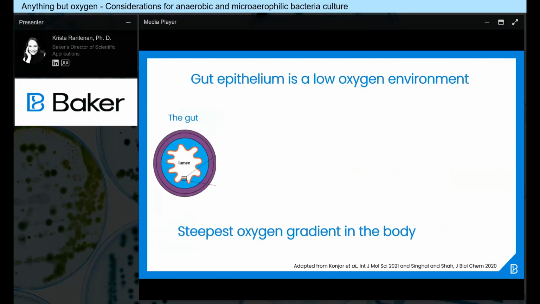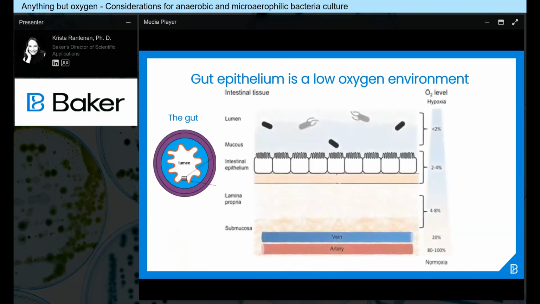Now, the microbiome of the gut and the gut epithelium is very, very low in oxygen. It's a low oxygen environment. Here we have a very schematic representation of the gut and the lumen. This is the area of the body where the oxygen gradient is the steepest, okay? I'm just going to walk through why there is such low oxygen in this region. As you can see, there is a very steep oxygen gradient here on the right-hand side.